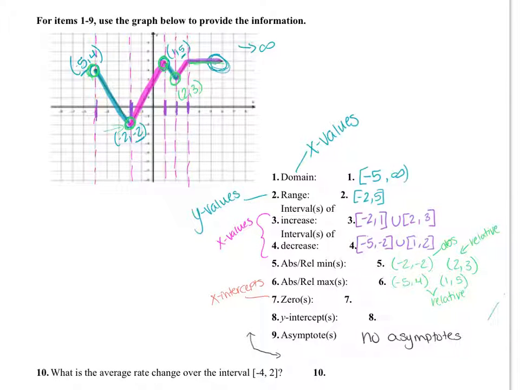So where does our function cross the x-axis? It crosses here where x is -1, and we just use parentheses because we're just talking about a point on the graph. And at -3, so (-3, 0). And our y-intercept is where it crosses the y-axis, and it's in between 2 and 3, so it's about 2.5. So it's (0, 2.5).